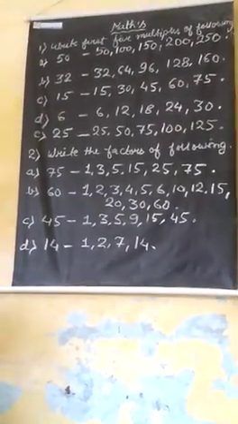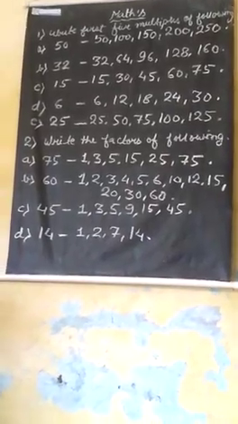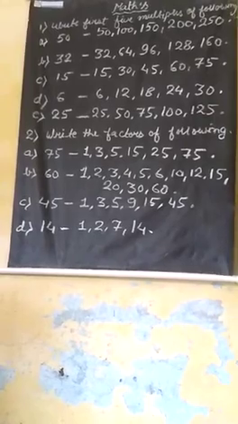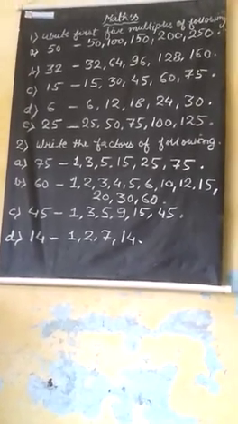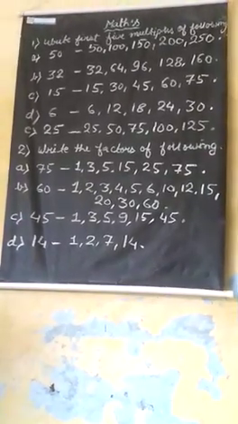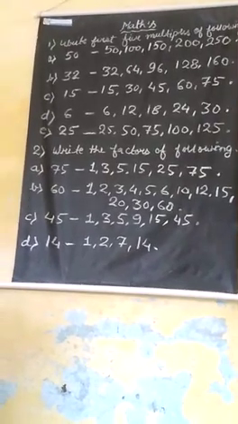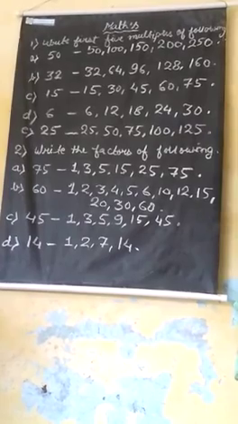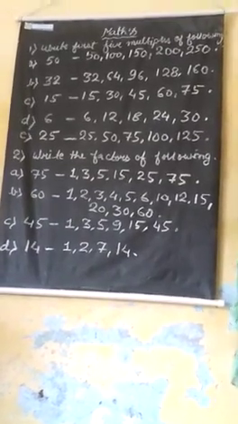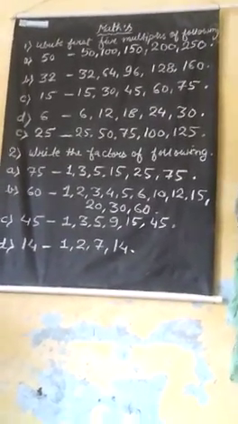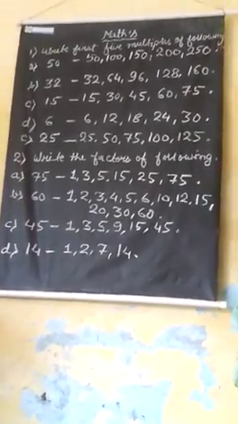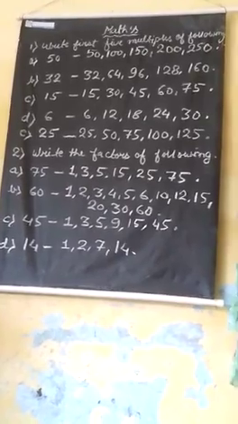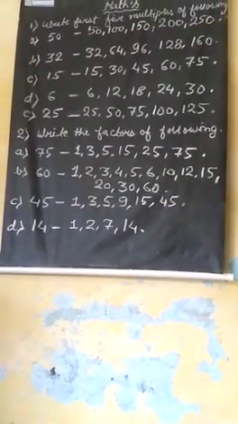So here we learn about the multiples of 50. So 50 will be the divisor of a number. The multiples of 50 are 50, 100, 150, 200, 250, because when we divide by 50, it will be totally divided with no remainder left. So it is called a multiple of 50.